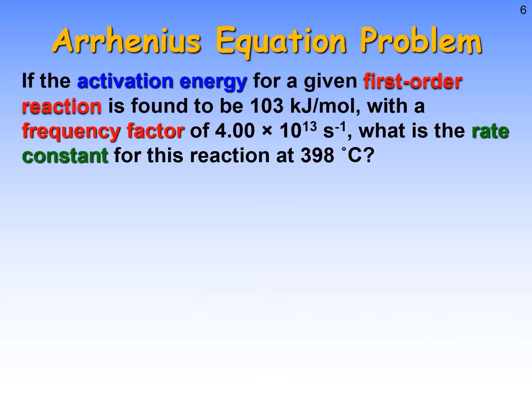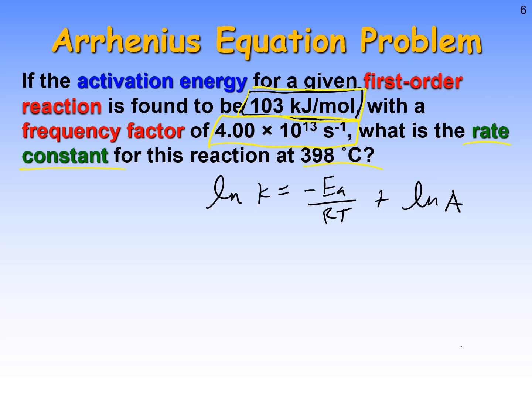So let's do a problem here, right? If the activation energy for a given first order reaction is this value here, let's use colors, this value here, with a frequency factor of this, we want to know what's the rate constant at this temperature. Well, since I was given the frequency factor, that's a clear giveaway that I'm going to be using ln of k is equal to negative EA over RT plus ln of A. Or you could use the other version of this equation. It doesn't really matter without the natural logs.